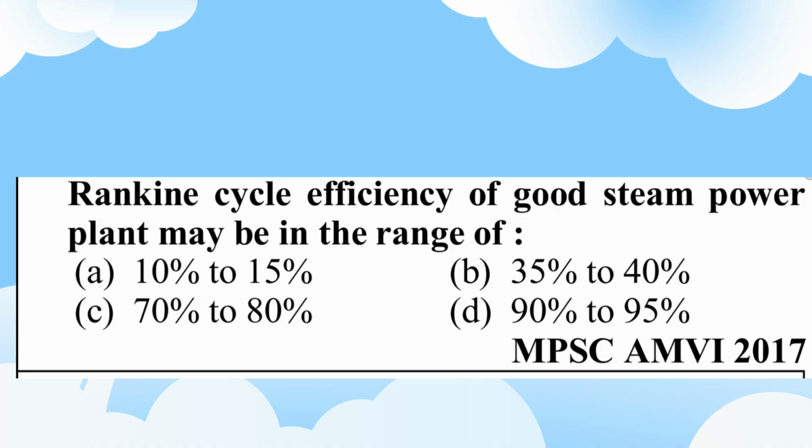Friends, question number 65. Rankine cycle efficiency of a good steam power plant may be in the range of 10 to 15%, 35 to 40%, 70 to 80%, 90 to 95%. 35 to 40%, up to 42%.